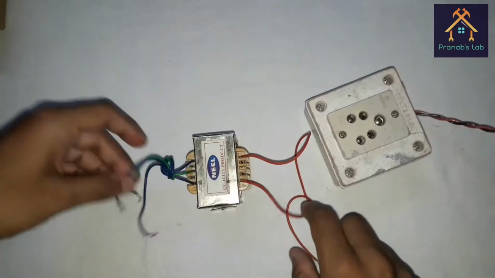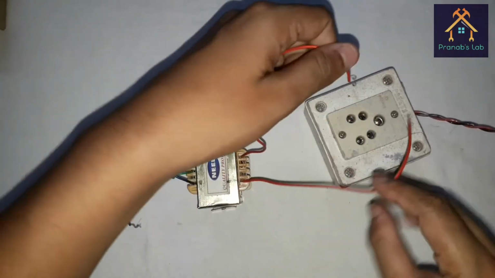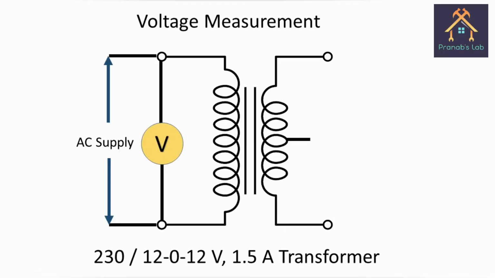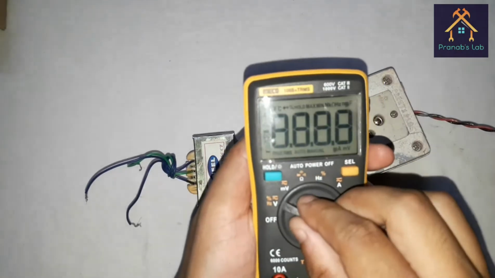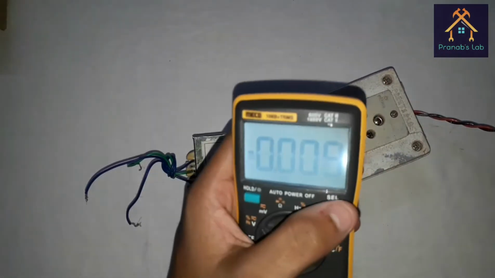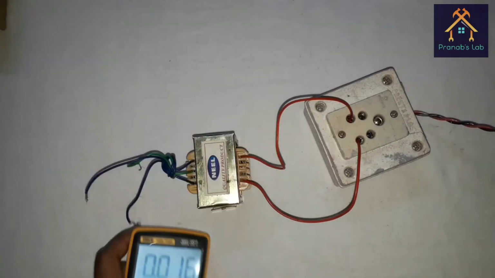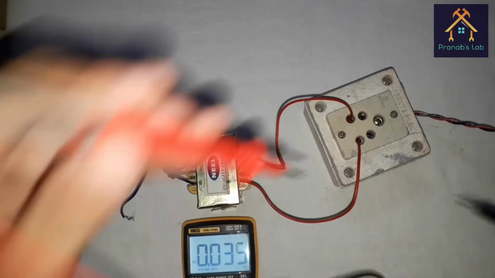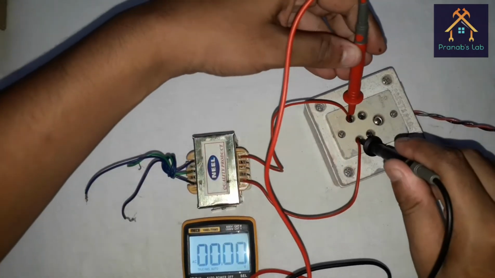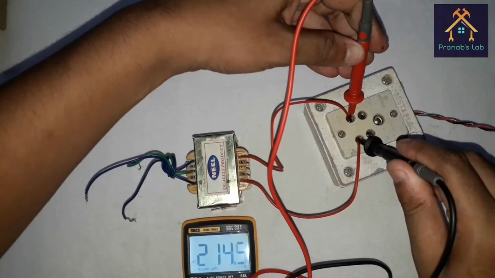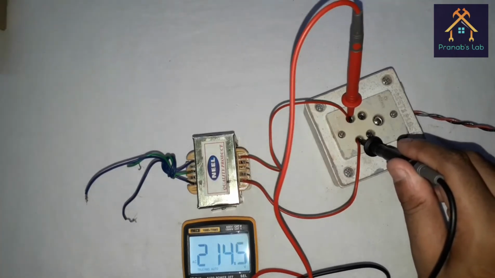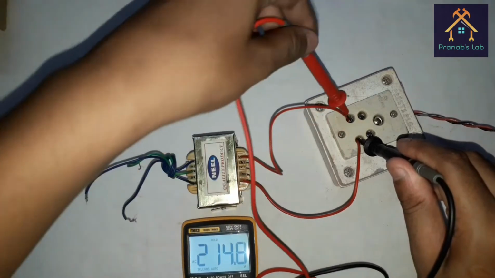Now we have to measure the input voltage of the transformer primary coil as per this circuit diagram, and set the multimeter to the AC voltage range, and you can see the input voltage of the transformer primary coil is 214.8 volt.